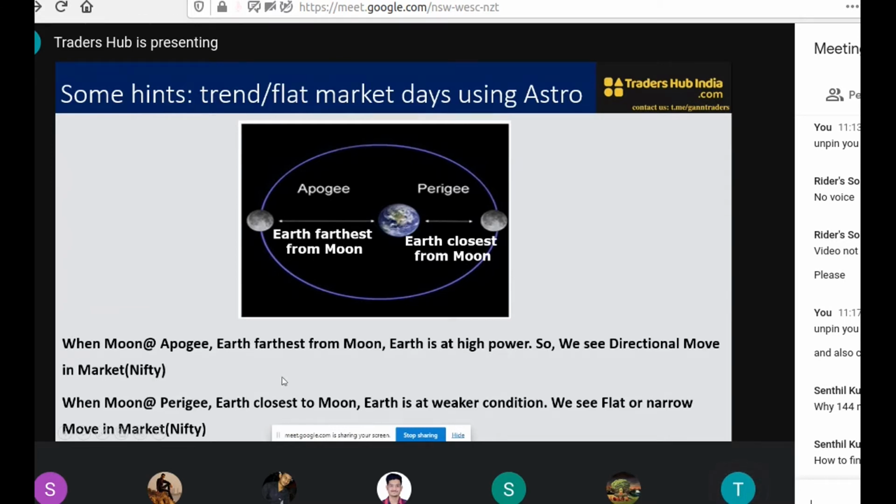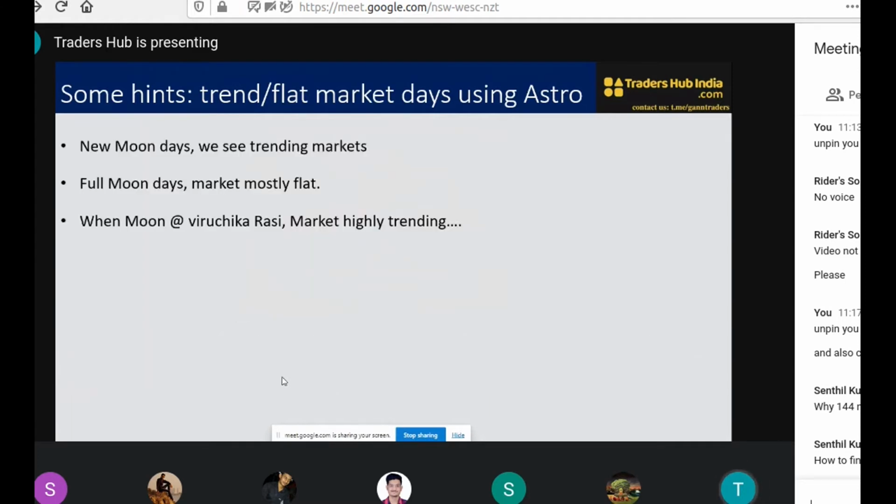Okay. And also I will give some other interesting trending days, and how to identify them. So there is a new moon day. In India we call it Amavasya. When you see the moon in Vrishchika Rasi, I'm giving only one Rasi as a hint, you get a highly trending market day. You can get it from the Panchanga, note it down, and mark the days and trade accordingly.